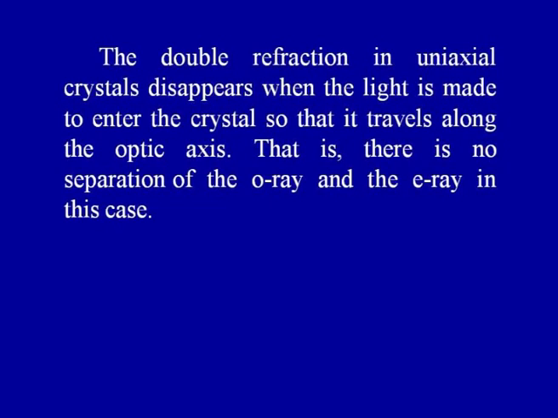The double refraction in uniaxial crystals disappears when the light is made to enter the crystal so that it travels along the optic axis, which is the symmetry axis. That is, there is no separation of the ordinary and the extraordinary ray in this case. This is the case when the propagation is along the optic axis.